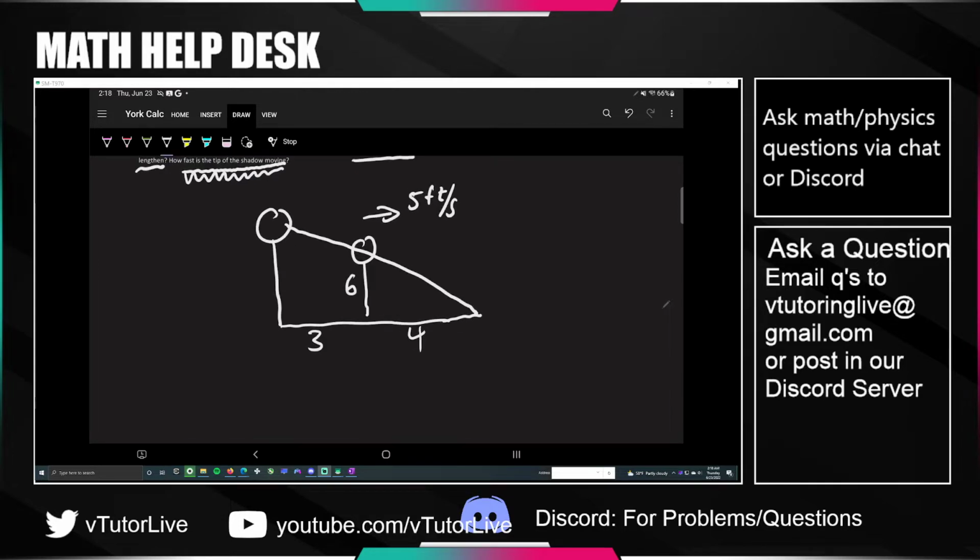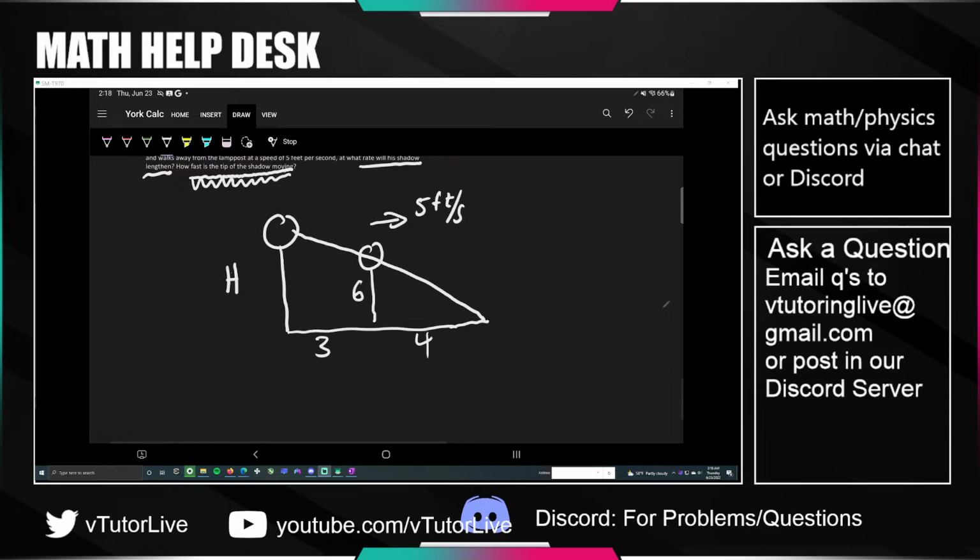I'll let you solve this for yourself, right? The first thing you want to do is find H, the height of the lamppost, which you can get from similar triangles. This shouldn't be anything crazy. You should just be able to solve 4 over 6 is equal to 7 out of H. Go solve for capital H and make your life a little easier.